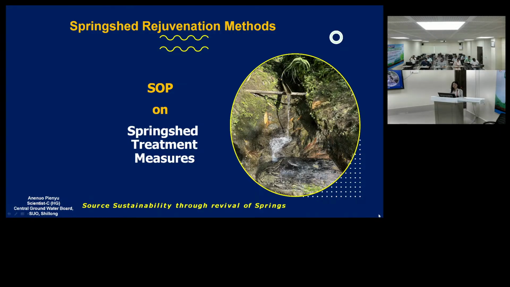I'll be giving a talk on Springshed rejuvenation methods, the SoP on Springshed treatment measures. This SoP will discuss the SoP on Springshed measures designed by the Ministry of Jal Shakti, and will also touch on the SoP which Niti Aayog has prepared.